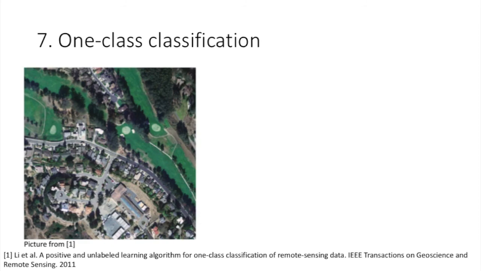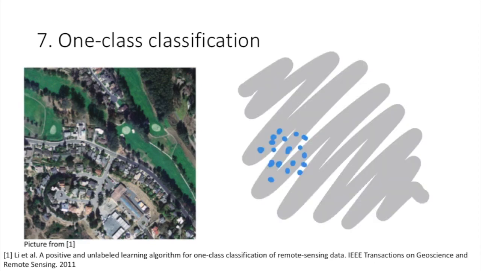Source number 7, one-class classification. The goal of one-class classification is to recognize examples from the class of interest. We would call this a positive class, from the entire population. So here we would want to find this class.